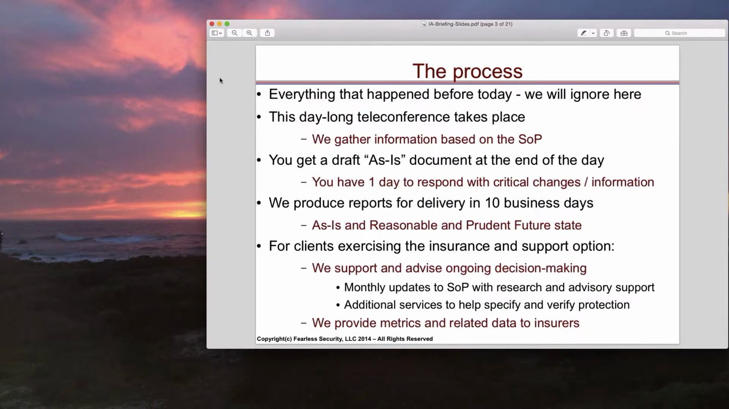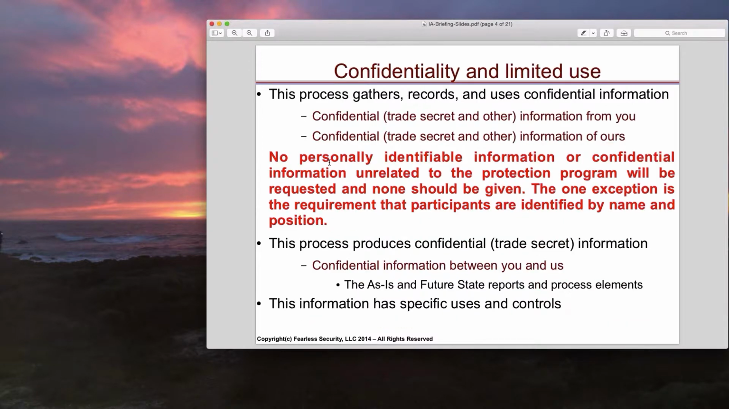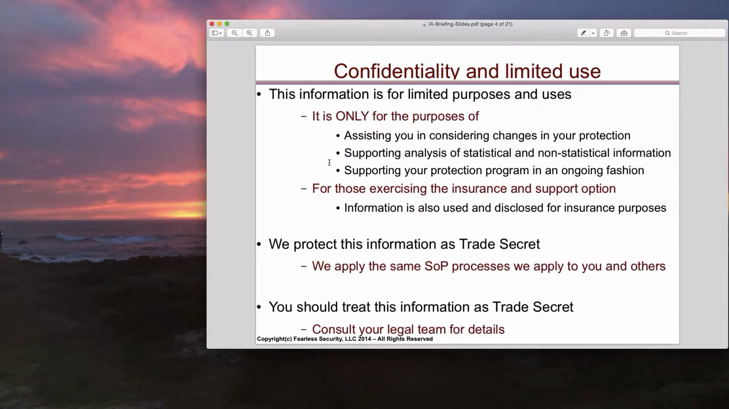It starts out with the day-long teleconference where we gather the as-is information on the current state of your information protection program. This is all done on the screen. We'll show you the tool in a minute. So you see exactly what we're typing in as we type it in. There are no surprises. You get to change it to reflect the reality of your current situation if we don't accurately reflect it.